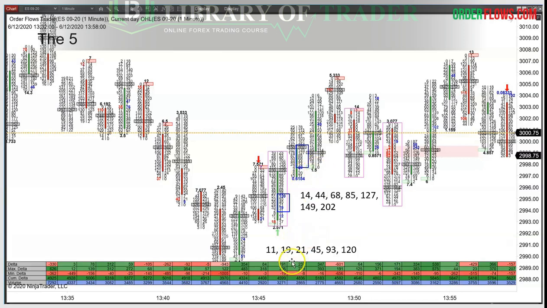Not necessarily analyzing them like trying to put them through some mathematical equation, but you're going to be looking for sequences. So you can see here, as this market is going up, you have this green candle. Internally, the sequence starts at 11, goes to 19, goes to 21, goes to 45, goes to 93, goes to 120. So as there are offers here, they're being taken out more and more and more, right? And you can see here there's the next bar, you got 14, 44, 68, 85, 127, 149, 202.